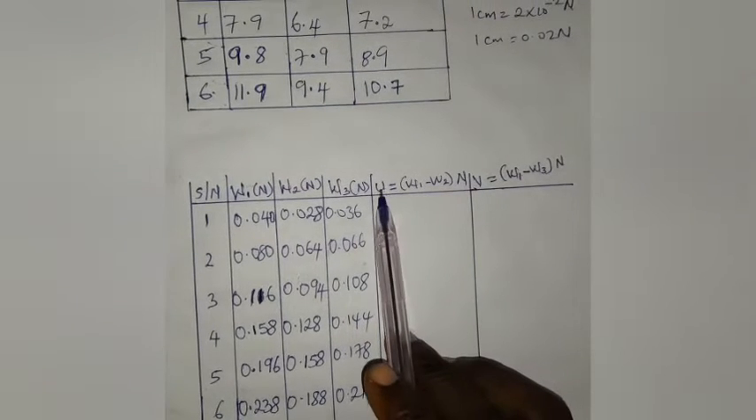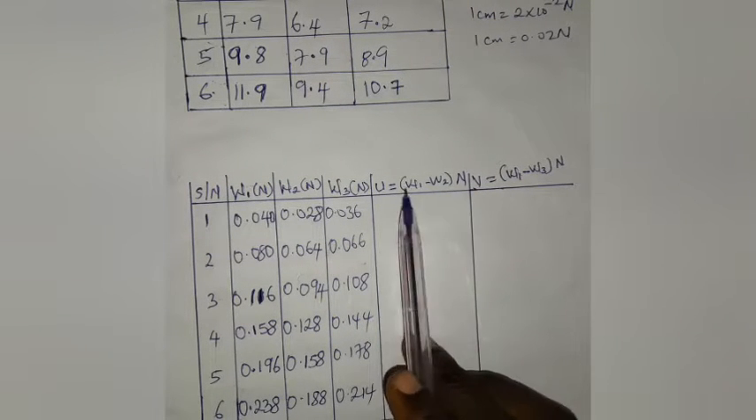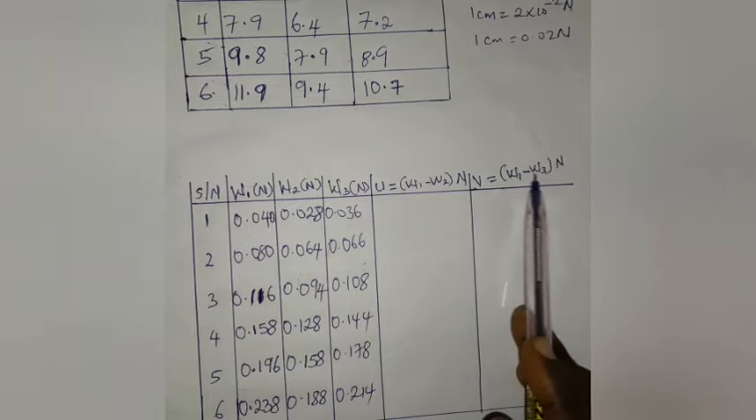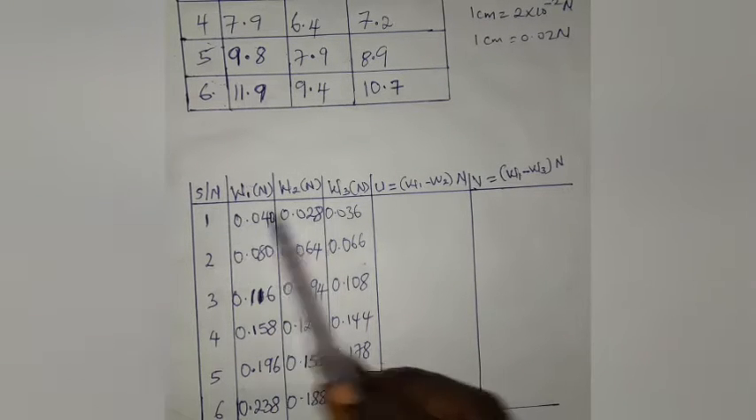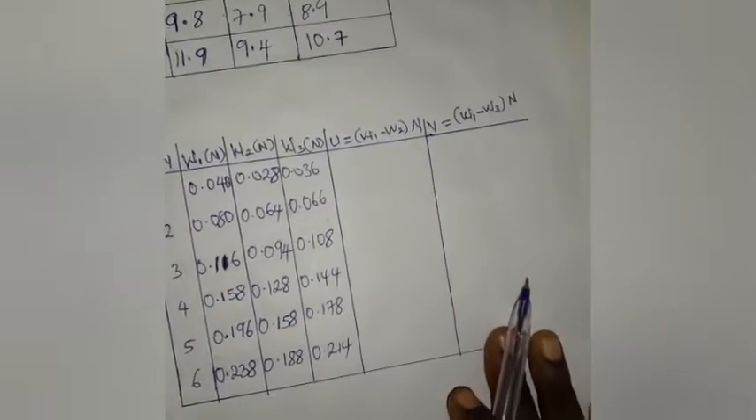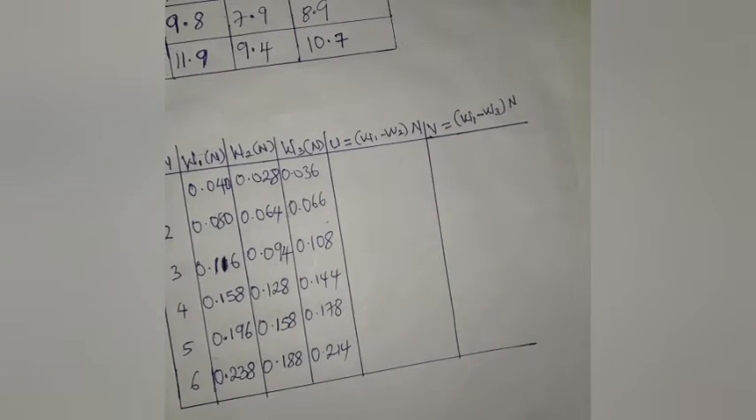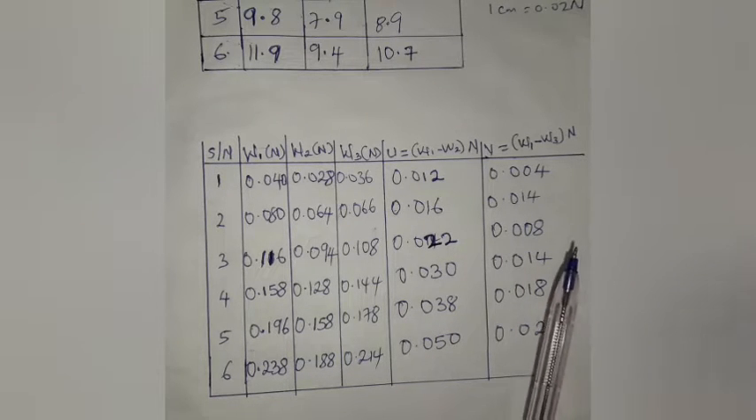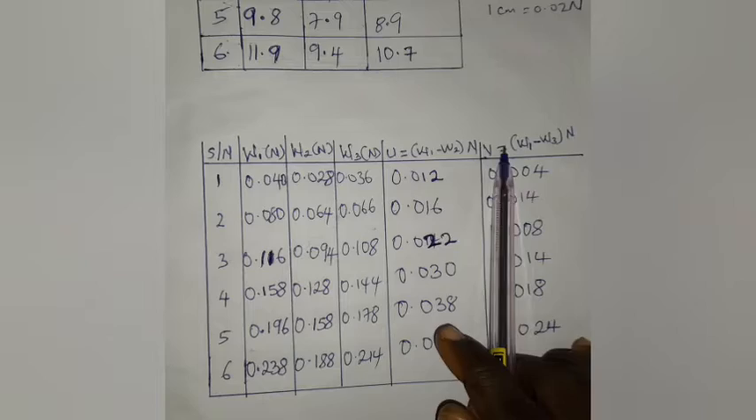Next, what we have to do is to evaluate U. So U is going to be W1 minus W2. And V is equal to W1 minus W3. So I'm going to work all this out and put them on the table before we plot the graph. So these are my evaluated values for U and V.